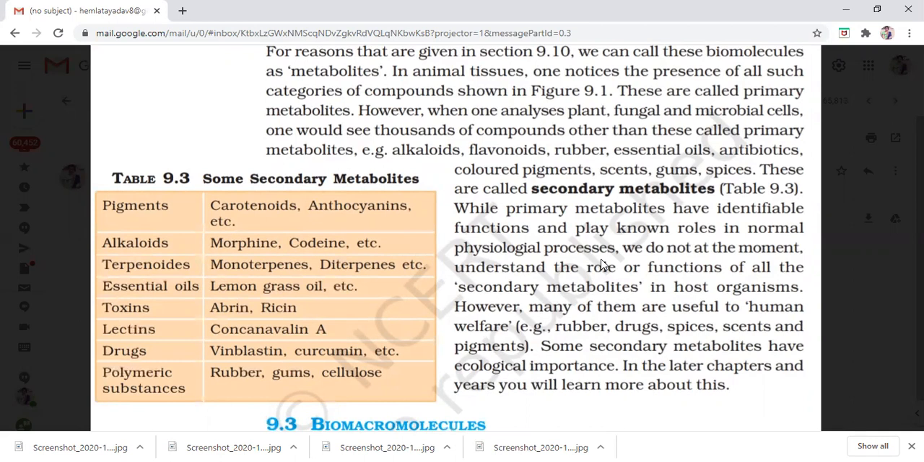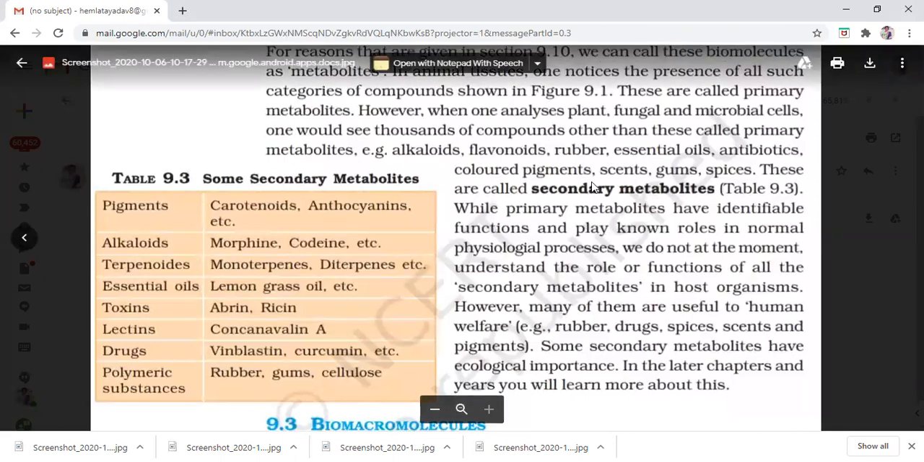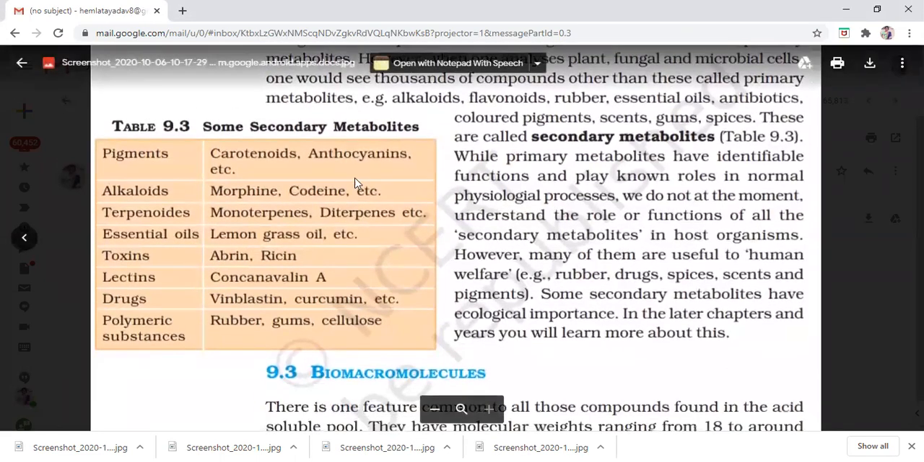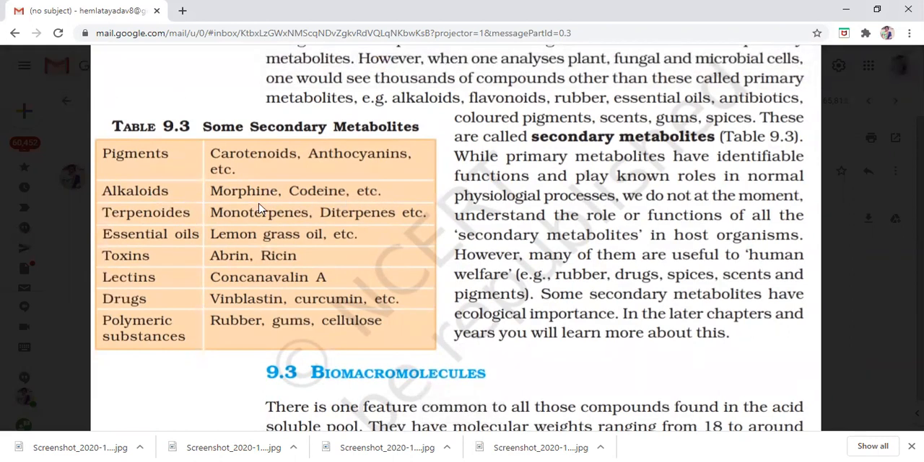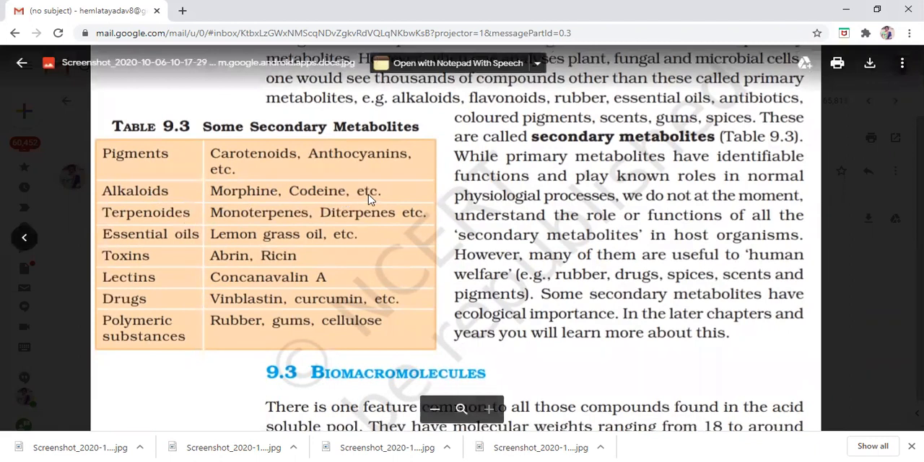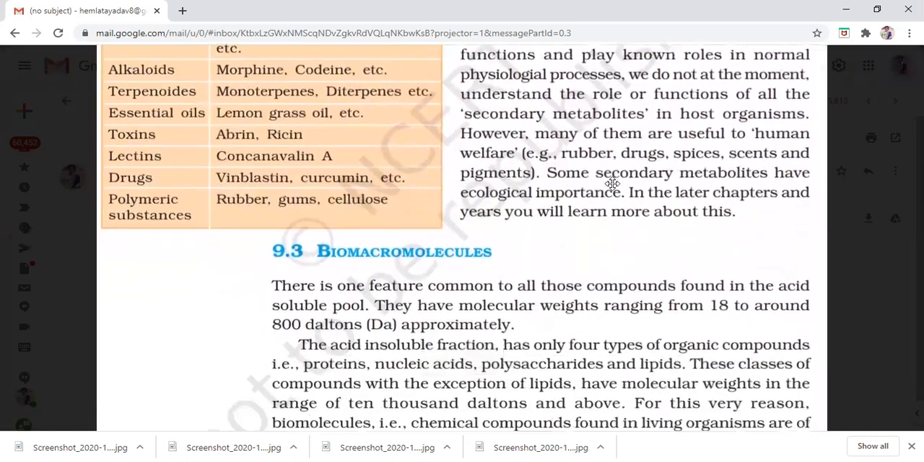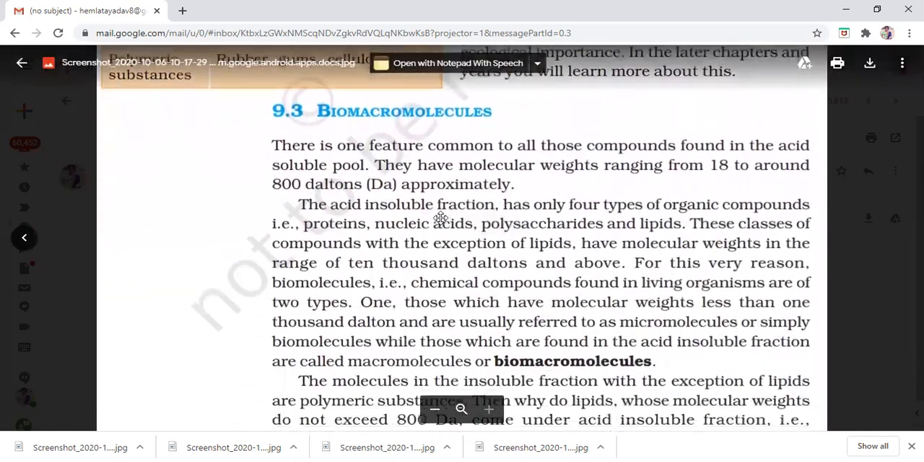Some plants also produce scents, gums, rubber. So these are the secondary metabolites, pigments. And here in the table, some secondary metabolite names are given, like alkaloids, morphine, codeine. These are used as medicines, drugs, for painkillers, and in surgery. Terpenoids: monoterpenes, diterpenes, essential oil, lemongrass oil; toxins: abrin, ricin; lectins: concanavalin A; drugs: vinblastine, curcumin. So these are polymeric substances: rubber, gum, cellulose. These are secondary metabolites.